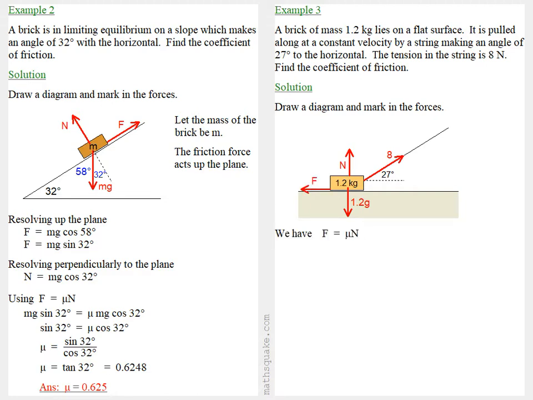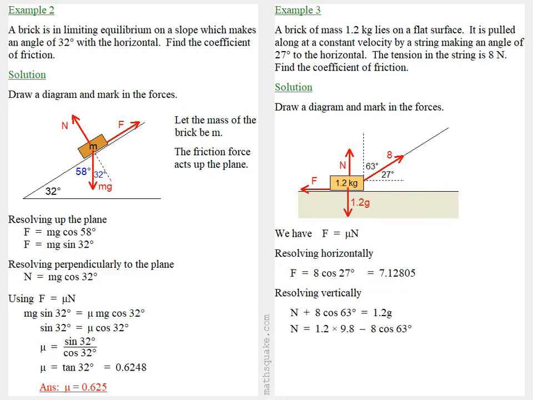Now we've got F equals mu N. If we resolve horizontally, we get F equals 8 cos 27 degrees, which is equal to 7.12805. And if we resolve vertically, we get N plus 8 cos 63 degrees equals 1.2 G. So N is equal to 1.2 times 9.8 minus 8 cos 63, which works out to be 8.12807. Now we have mu is equal to F over N, which is equal to 7.12805 over 8.12807, which works out to be 0.87696. And so we have our answer: mu, the coefficient of friction, is equal to 0.877.